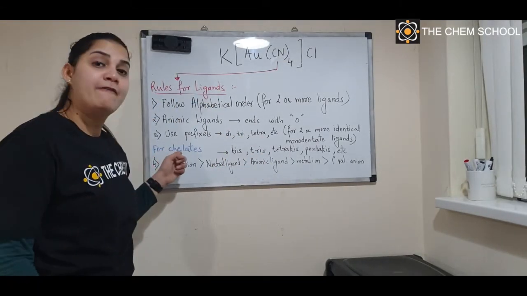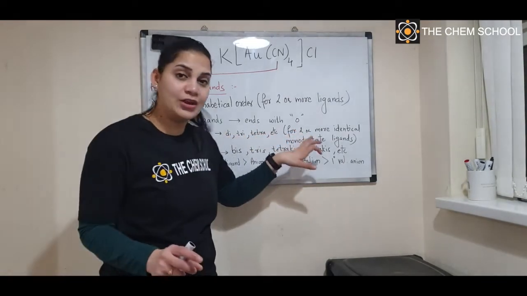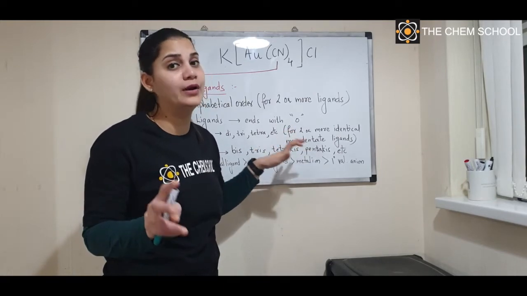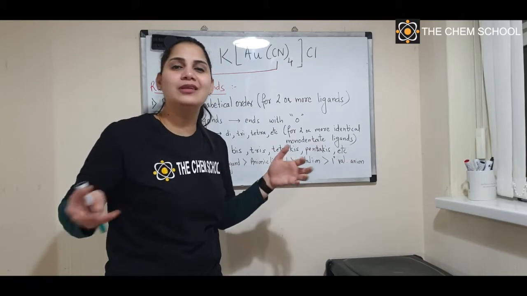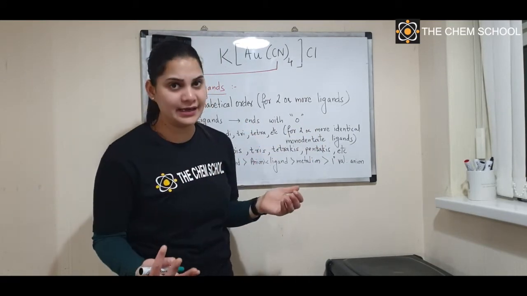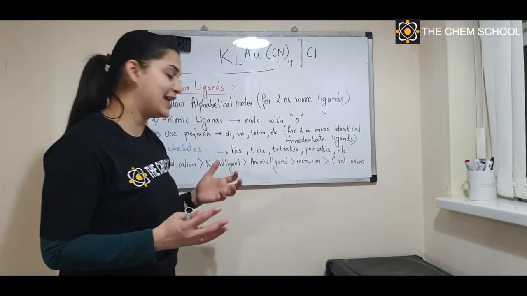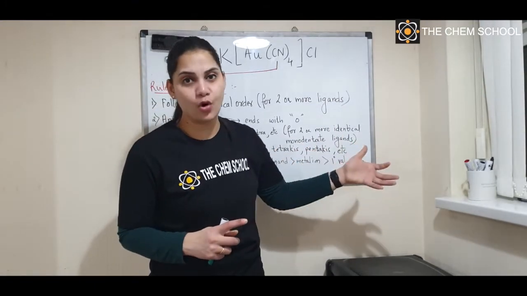Next, for chelates, now you know that di, tri, tetra we are using for monodentate ligands. I repeat, it is only for monodentate ligands. But what if a ligand is donating 2 pairs or 3 pairs of electrons? Then it becomes a chelate or a polydentate ligand. So for polydentate ligands, you will use the prefixes like bis, tris, tetrakis, pentakis, and so on, right?